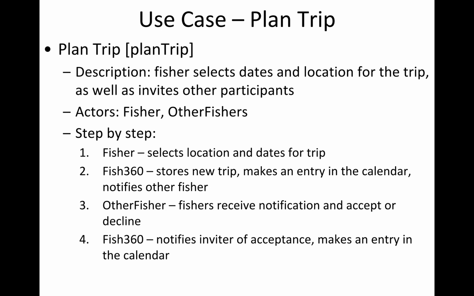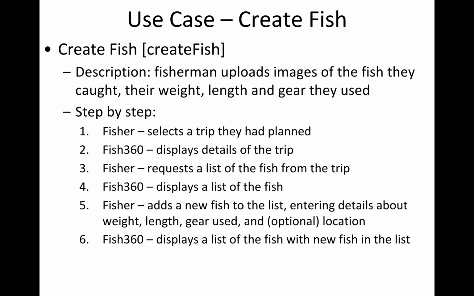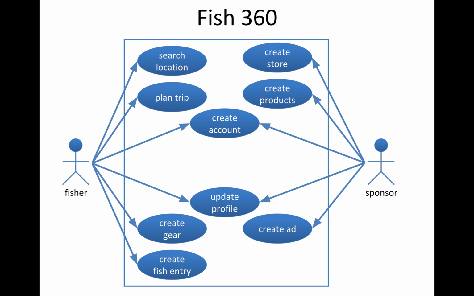Another use case is that they want to plan a trip. They might set the location and send invitations to other folks in the same social network. The other fishermen might accept or reject the invitation, and then the system notifies everybody in the trip of an upcoming trip. Okay, all right. So here are several others.